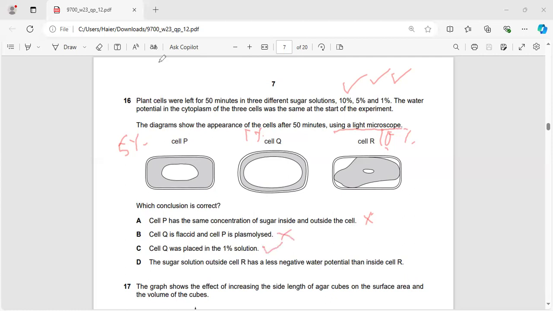The sugar solution outside cell R has a less negative water potential. Less negative water potential means it can be in negative. So if it is a negative, it means the water has more water molecules in it, due to which this statement is also wrong. Only in this case, C is the correct option.